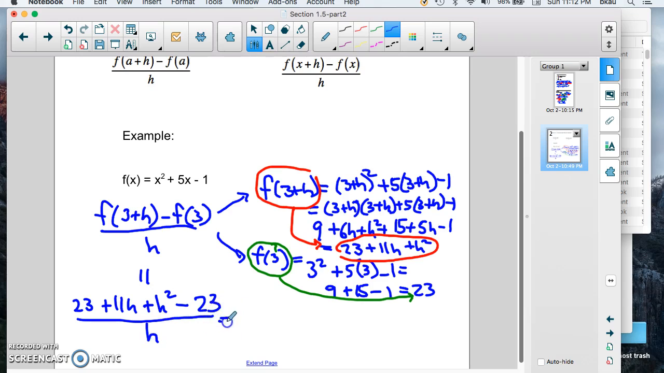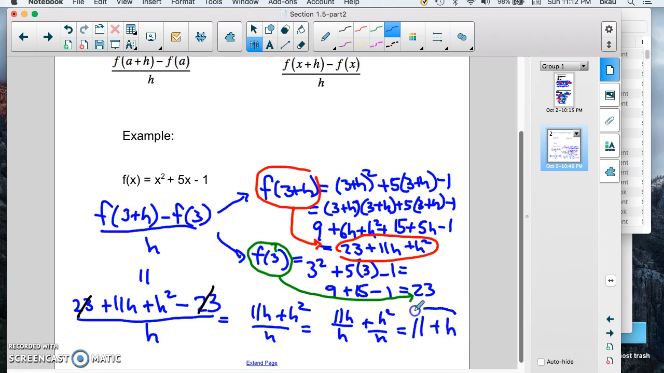So our value here, these two will drop out, and we'll get 11h minus 8 plus h squared all over h, and we're going to reduce that by dividing both pieces by h, and we'll get 11 plus h, and that's evaluated for this term. So this difference quotient, f of 3 plus h minus f of 3 over h, is going to reduce to 11 plus h.